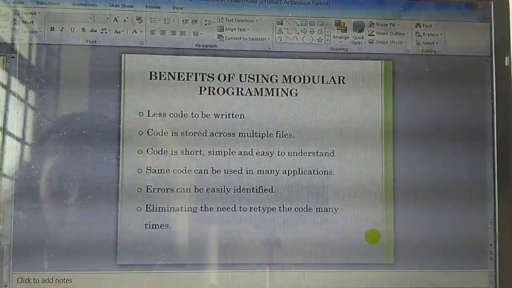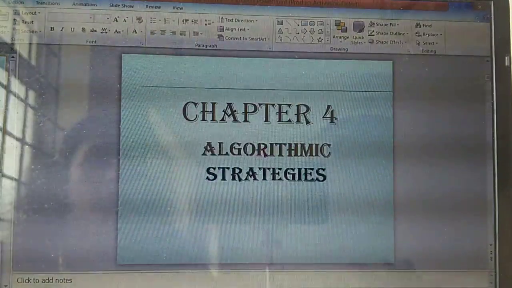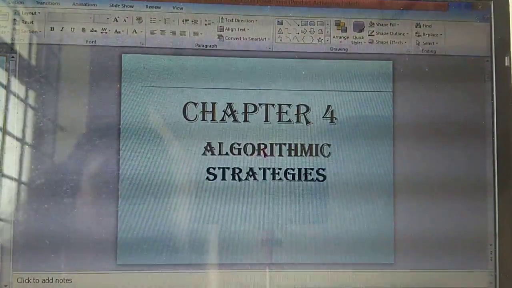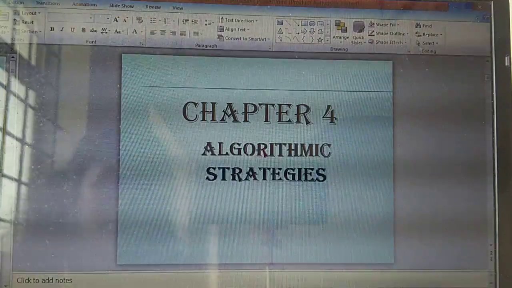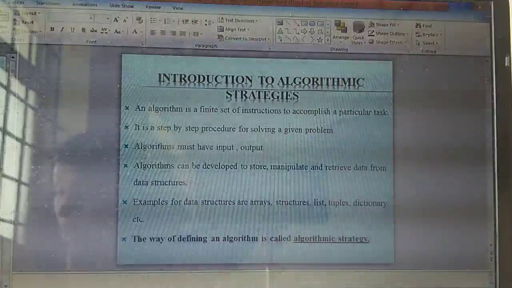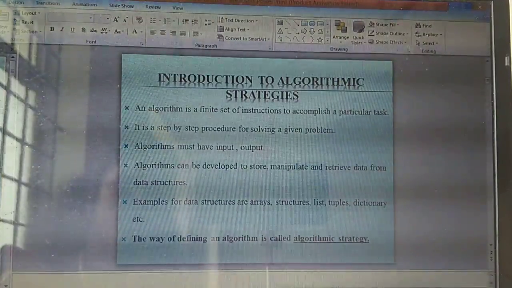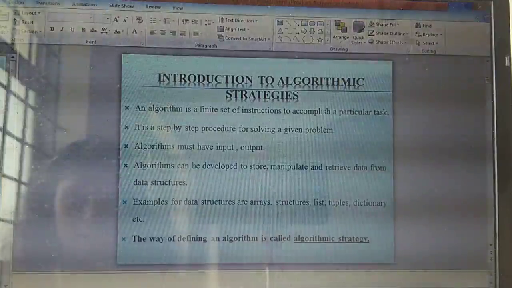Next one is chapter 4. What is chapter 4? Algorithmic strategies. What is the heading of chapter 4? Algorithmic strategies. It is somewhat different. In this chapter, we are going to study a lot of algorithms. What are the things we are going to study in this chapter? Algorithms. Okay.